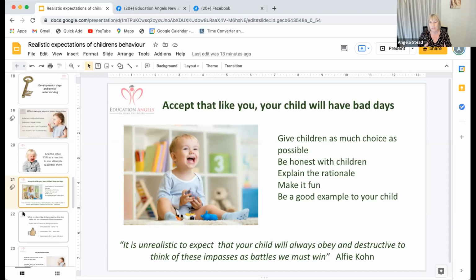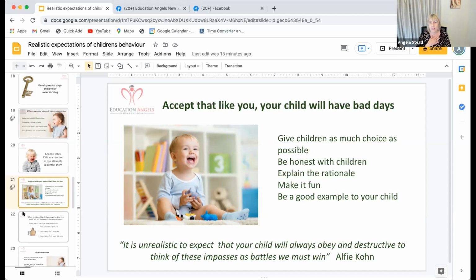So it's very realistic to expect that sometimes they'll follow through with instructions and sometimes they simply won't. But don't make it into a battle. Just find creative ways to encourage your child to follow through with your instructions, and give children a good reason to do it, and more often than not, they will.